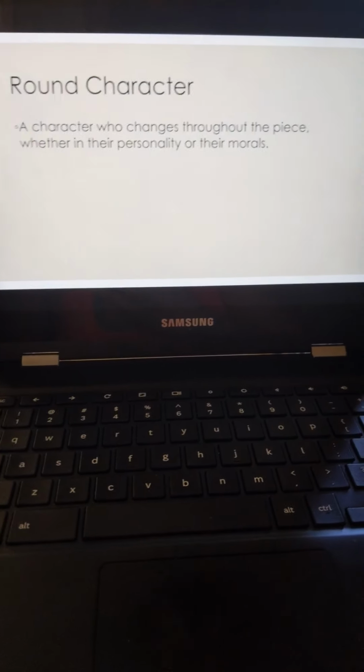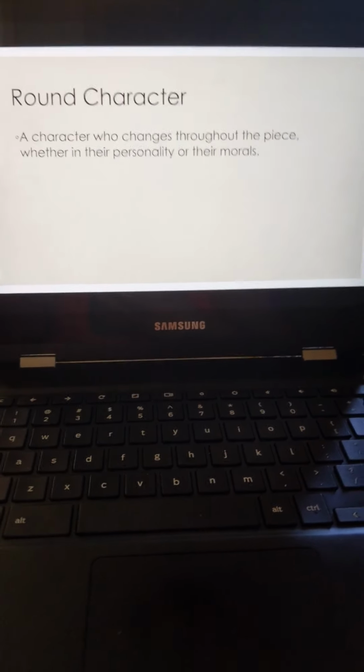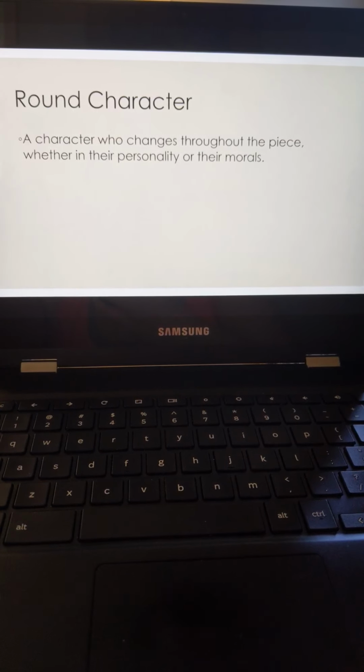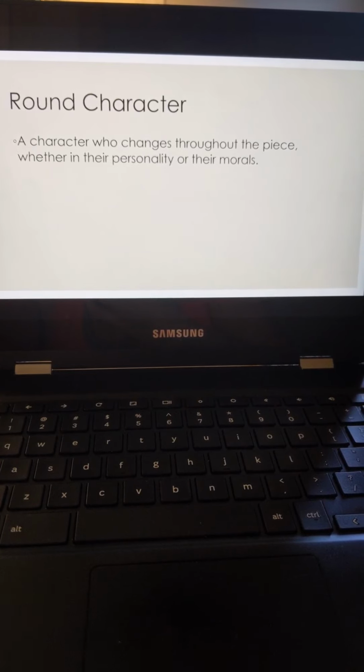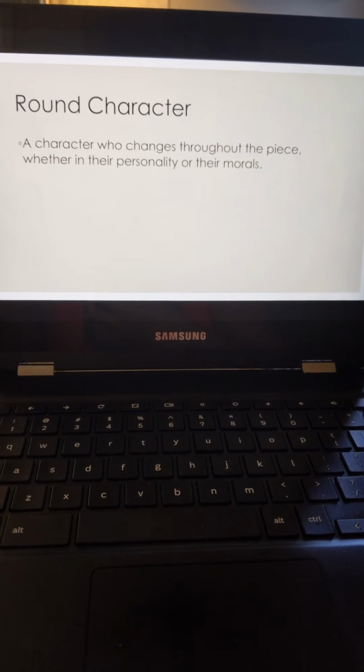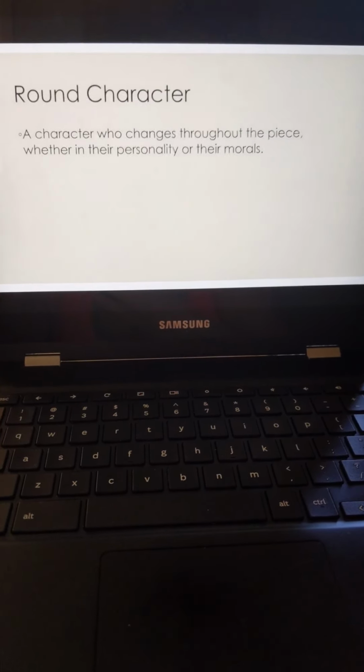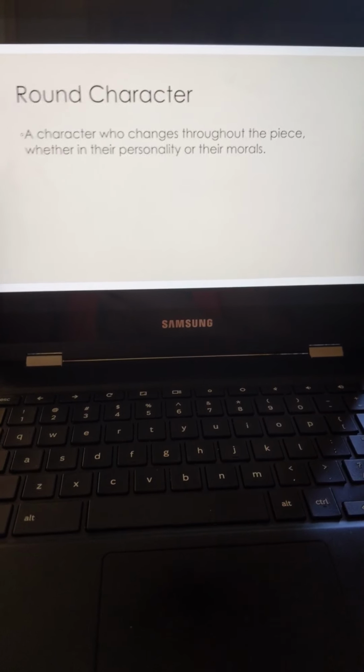The next one is a round character. A round character is a character who changes throughout the piece, whether in their personality or their morals. So this is a character that develops. It's typically the main character who is someone who is round.